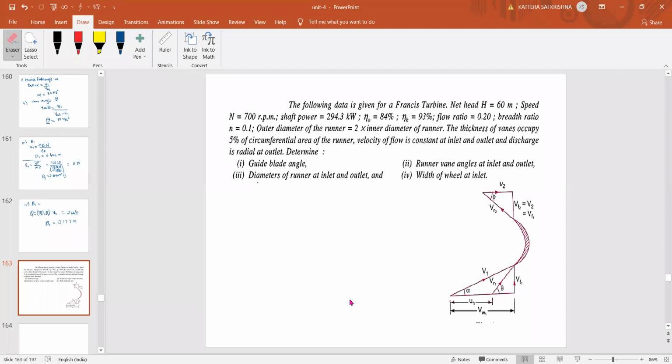Right, after completing this problem, I will stop for today. In the next class, we'll go for the next type of turbine, that is axial flow reaction turbines, nothing but Kaplan turbine. We'll go in the next class. Tomorrow, first hour, I think, Tuesday, right?